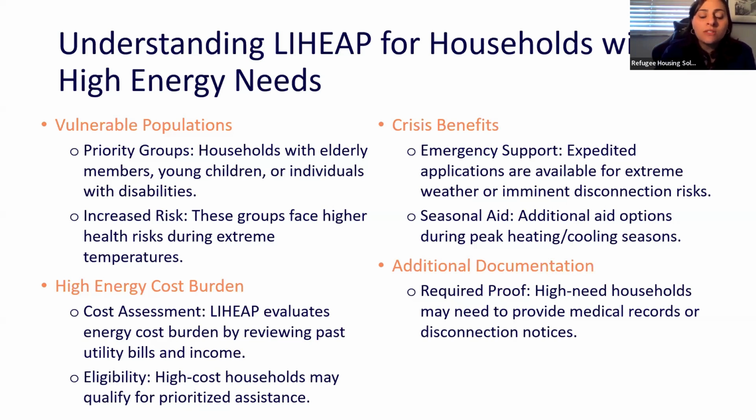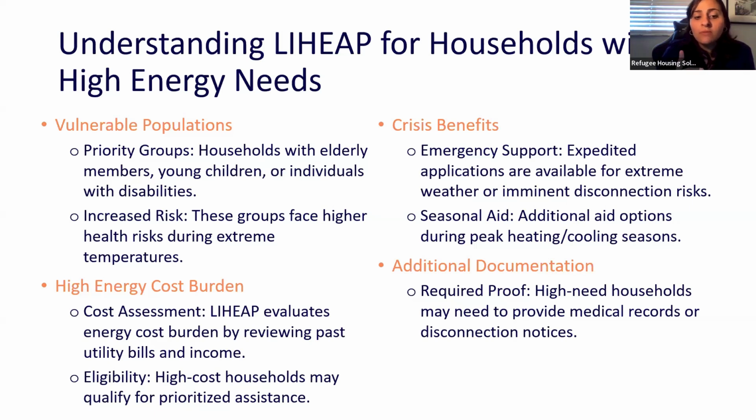Like we were discussing, one of the main objectives of LIHEAP is to help those households with high energy needs. Those vulnerable populations, which newcomers are considered because they're new to the U.S. They don't come with a high income. Some come with young children or those with disabilities, and they're in a new environment. They're at increased risk of facing higher health risks during extreme temperatures. There's a high energy cost burden when it comes to some utility bills.